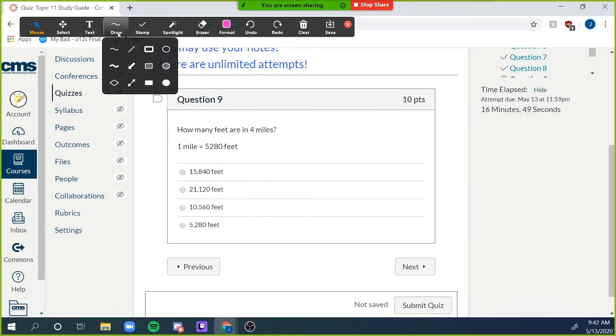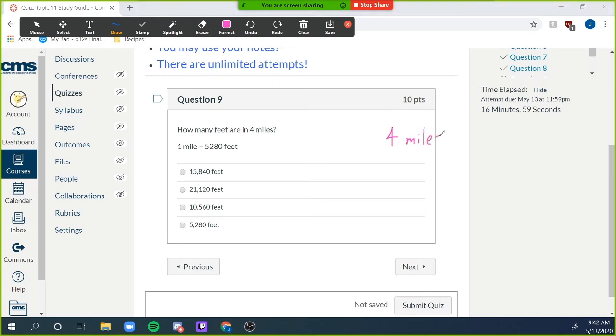Number 9, how many feet are in 4 miles? Well, they want us to find the number of feet. So we have 4 miles equals some number of feet. Well, they gave us a base conversion right here. 1 mile equals 5,280 feet. So both the units are on the same side. Miles, miles, feet, feet. To convert miles to feet, the relationship between the two is times 5,280.